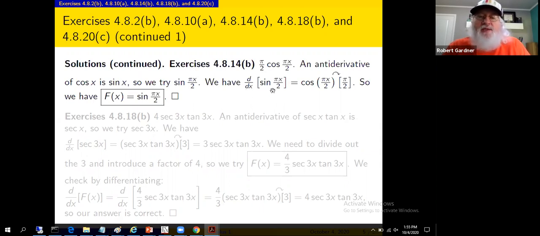So differentiate sine pi x over 2. Derivative of sine is cosine. Rewrite the inner. Chain rule says multiply by the derivative with respect to x of the inner. That's pi over 2.